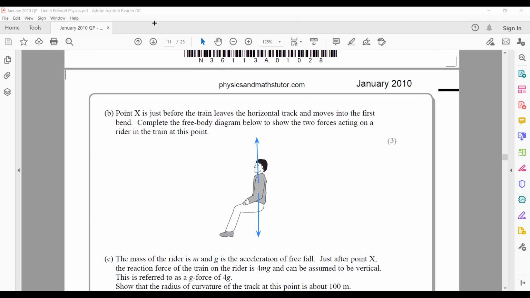because this is just at the start, the moment before it enters the circular track. When it enters the circular track, there will be a resultant force which is toward the center. But at point X, it is just before it enters the circular track. That's why both forces must be balanced. Is it clear? Part B.